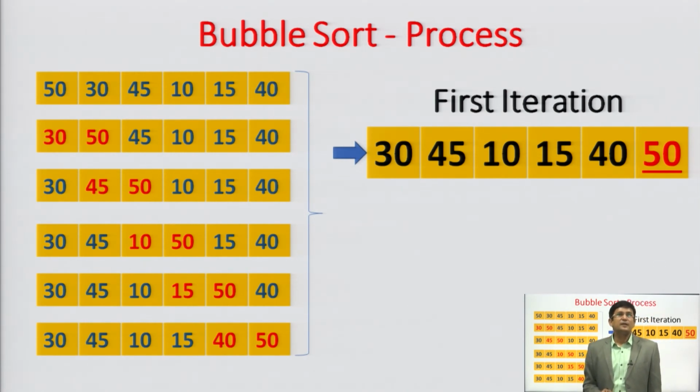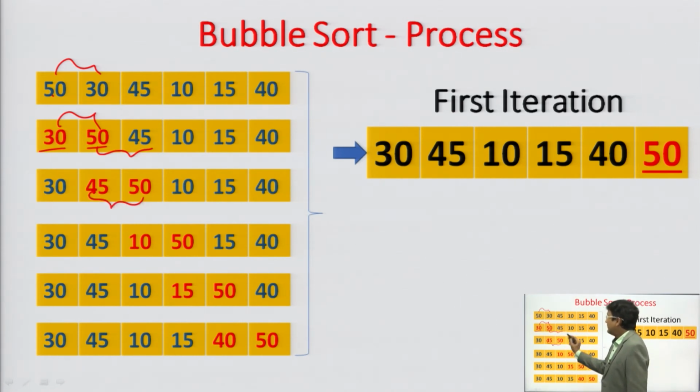So, first let us see how the bubble sort process goes. In the bubble sort process, we compare the first two elements, and in case the first element is larger, we make an exchange between these two. Here 50 is larger than 30, so we have exchanged them. Then we make a comparison between 50 and 45, since 50 is larger than 45, they are getting exchanged. Now, we make a comparison between 50 and 10, the third and the fourth element. Since this element is larger and this element is smaller, we exchange them.